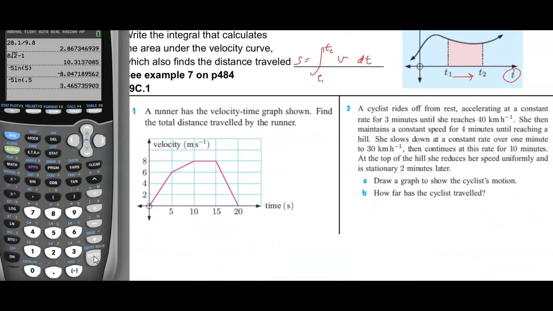Number 1, a runner has the velocity time graph shown. Find the total distance traveled by the runner. Well, if we want to find the total distance traveled by the runner, what we're going to do is integrate from 0 to 20. And we're going to find basically the area under this curve. Now they didn't give us a function, but we can easily find the area under this curve, right? So what is the area under this curve?